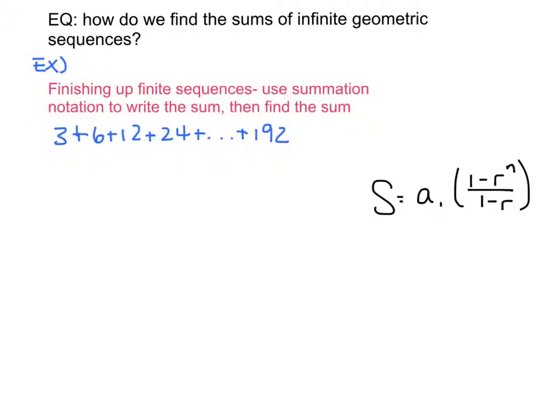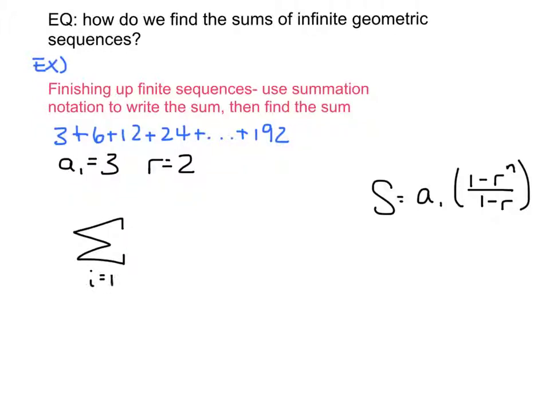So looking at this sequence, do I know what a sub 1 is? What is a sub 1? 3. And then how are these changing? What's the rate at which they're changing? 2. So that's almost everything I'll need to find the sum. Let's actually try to write the sum.